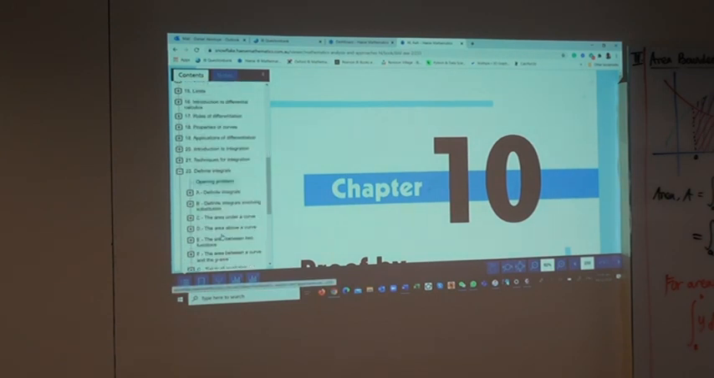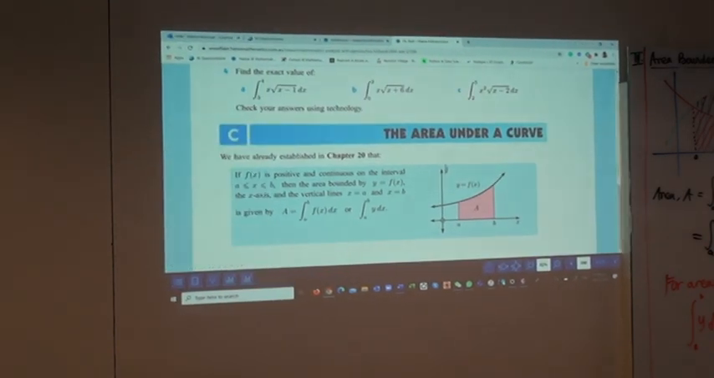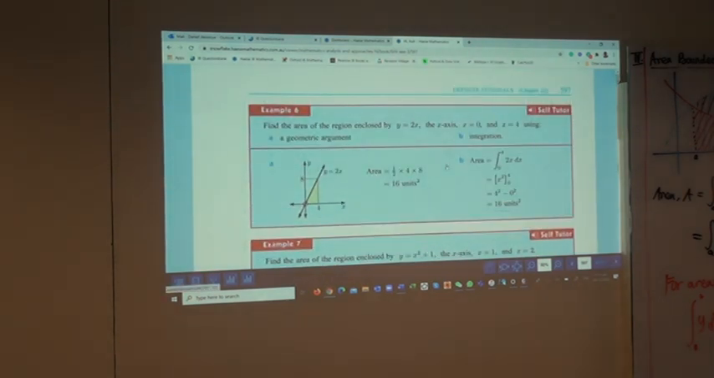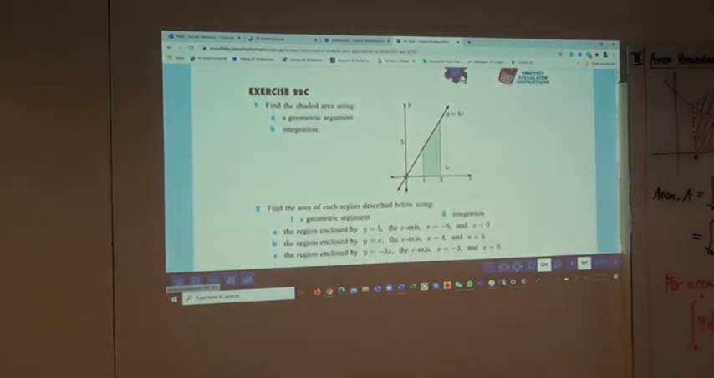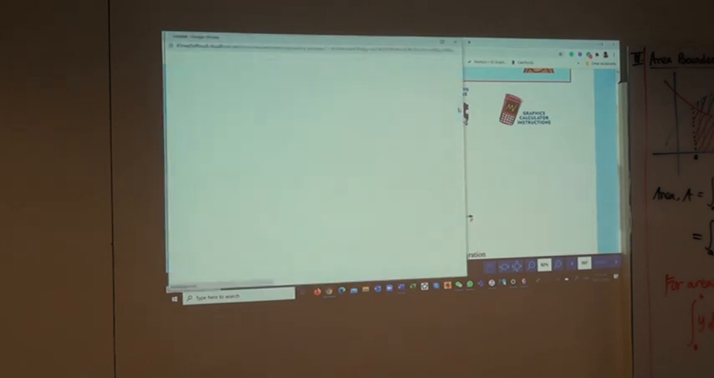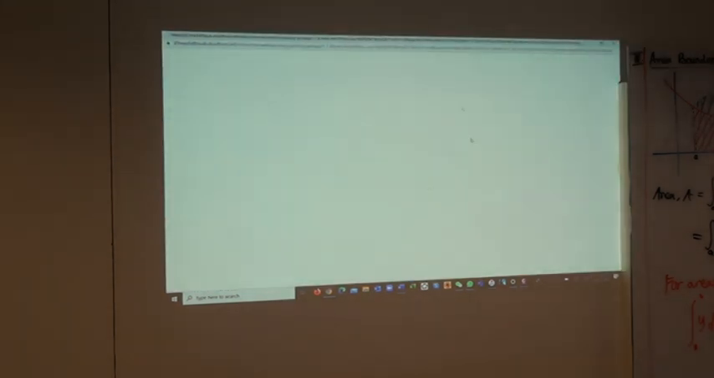Definite integral, area under the curve. And this is the calculator instruction for some of those things. Does everybody know how to use definite integral on the calculator? Okay, so let me show you that first.